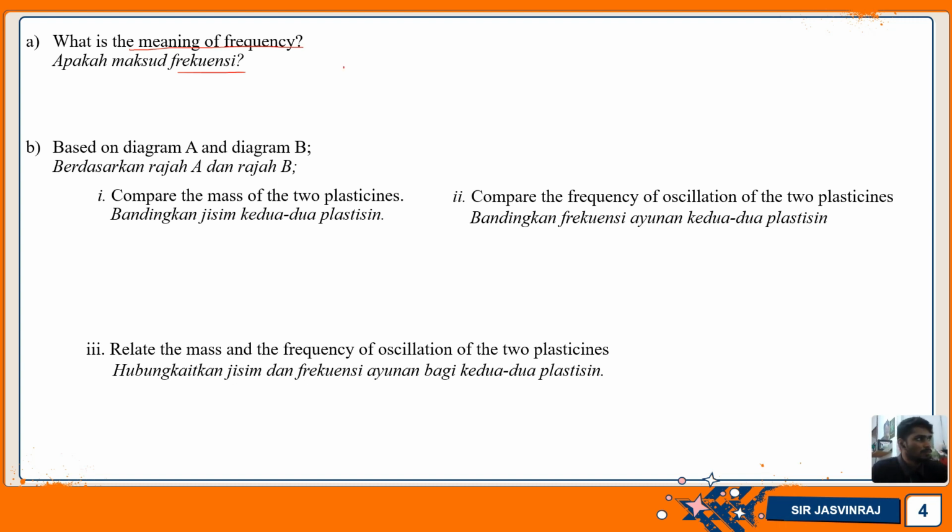So the answer is the number of oscillations in a second. Or you can just say the number of complete oscillations in a second. You can also say that.